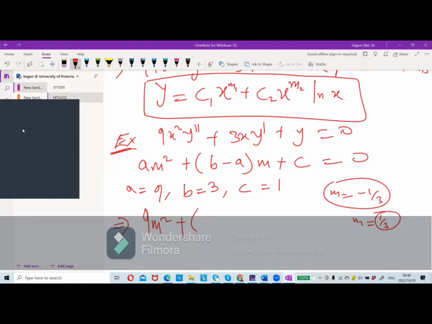Okay, let's continue. Let's do it together. What is b? 3, minus, a is 9, plus 1 equals 0. So you have 9m squared minus 6m plus 1 equals 0.